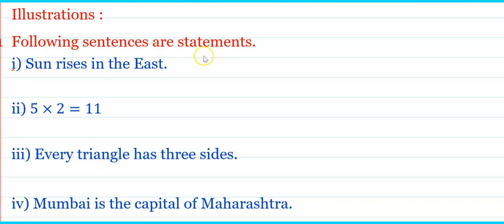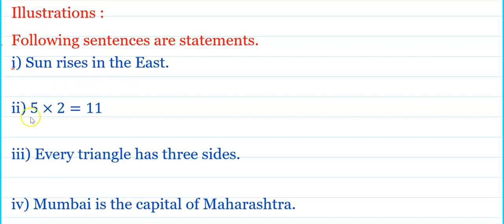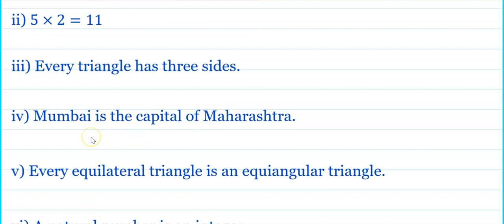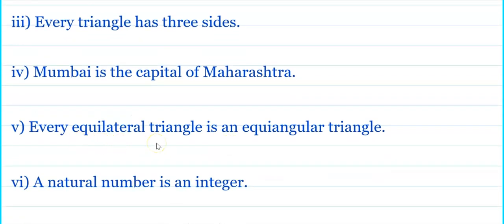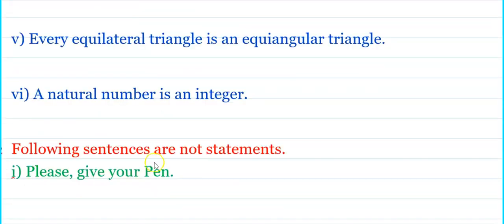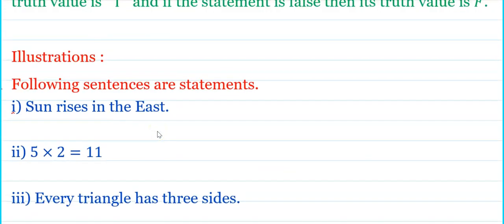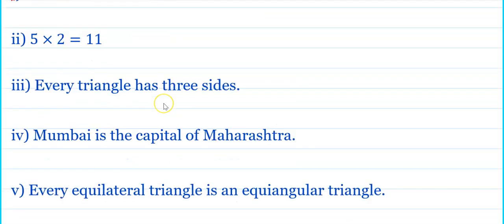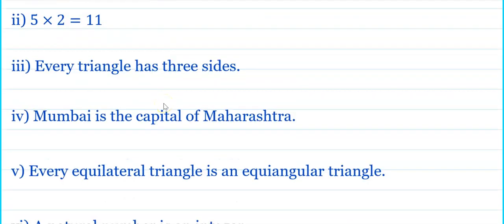Following sentences are the statements. Sun rises in the east. 5 into 2 is 11. Every triangle has 3 sides. Mumbai is the capital of Maharashtra. Every equilateral triangle is an equiangular triangle. A natural number is an integer. All these are statements, whether they may be true or false. यांना काय म्हटलं जातं तर स्टेटमेंट म्हटलं जातं. ते चूक किंवा बरोबर असू शकतं.